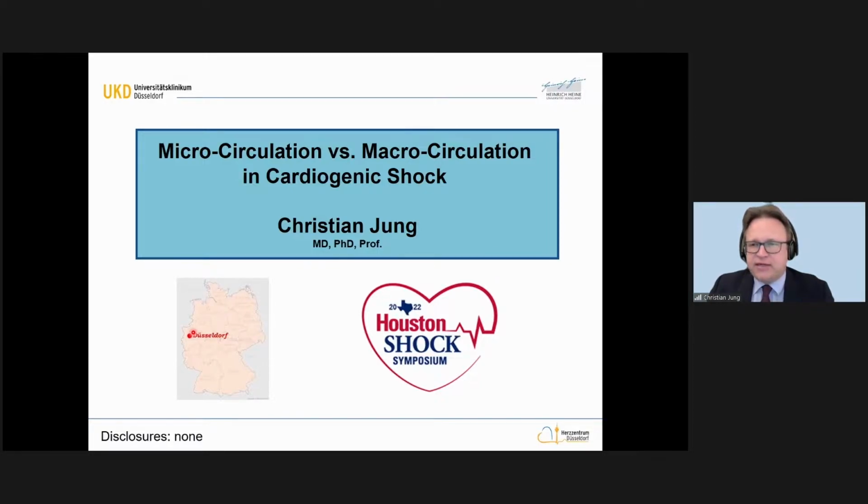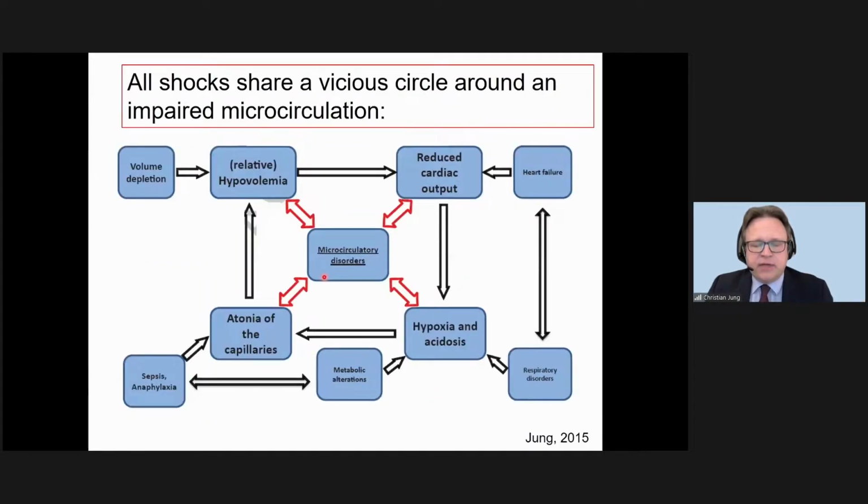Ladies and gentlemen, dear colleagues, in the next 7 minutes I will talk about the micro and the macro circulation in cardiogenic shock. The border between micro and macro circulation along the vascular tree is a vessel diameter of 100 micrometers. All shocks share a vicious cycle around an impaired microcirculation, and this is the place, as you all know, where organ function is determined, where organ perfusion is warranted, and where organ failure is determined.